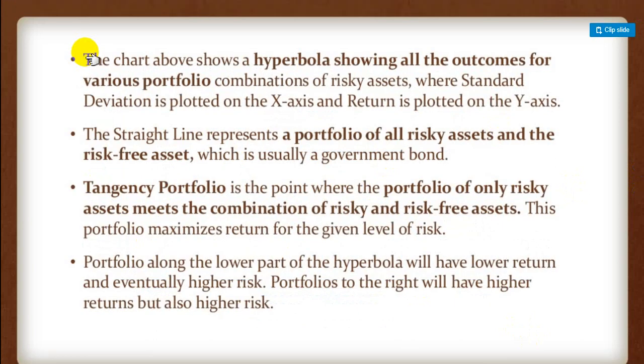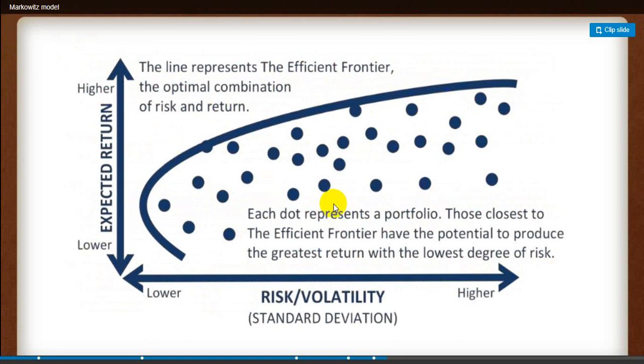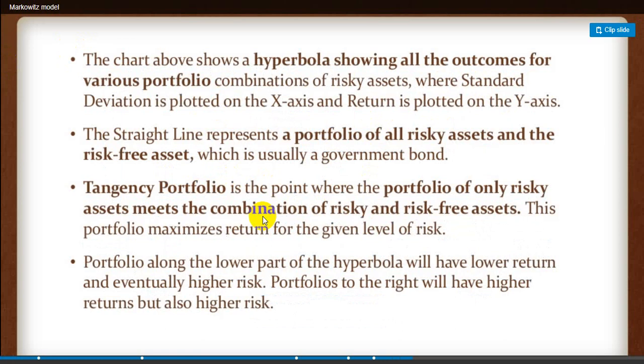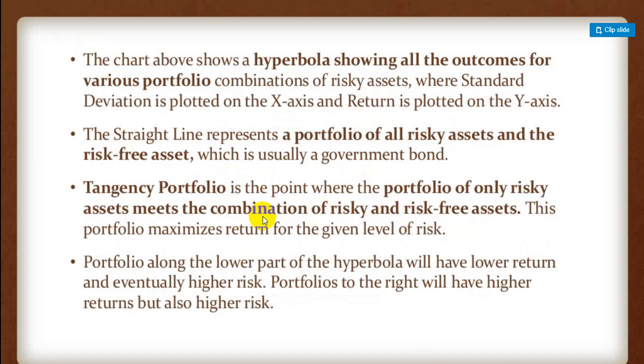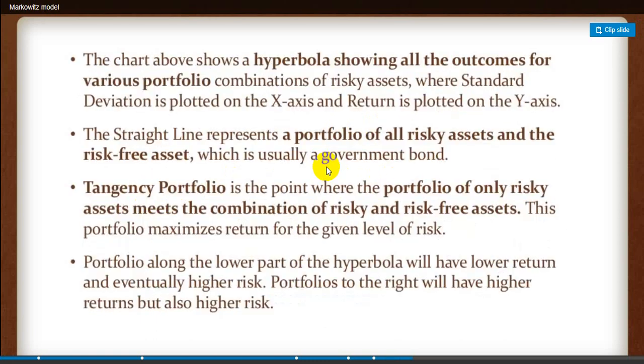The straight line represents a portfolio of all risky assets and the risk-free asset, which is usually a government bond. It will be a risk-free asset. The tangency portfolio is the point where the portfolio of only risky assets meets the combination of risky and risk-free assets. This portfolio maximizes return for a given level of risk. This is where the nearer portfolios are to the risk-free return.